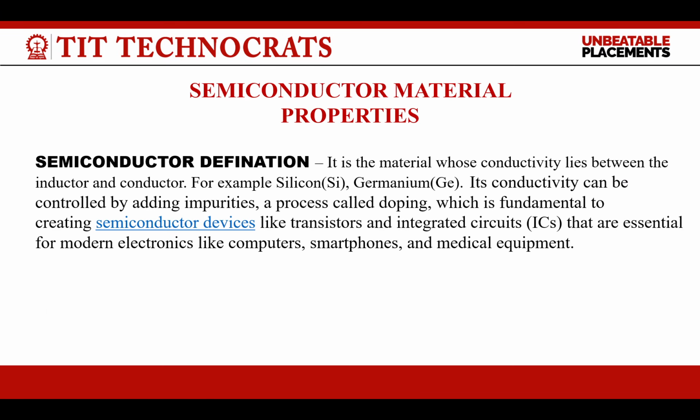Now we can define the semiconductor as a material whose conductivity lies between that of an insulator and a conductor, for example, silicon and germanium. Its conductivity can be controlled by adding impurities, which is called doping, and it's fundamental for creating semiconductor devices like transistors and ICs that are essential for modern electronics like computers, smartphones and medical equipment.